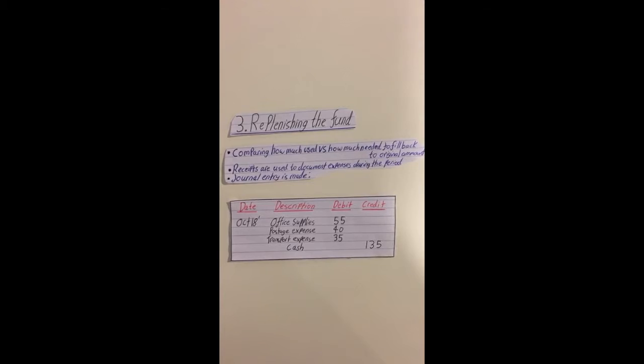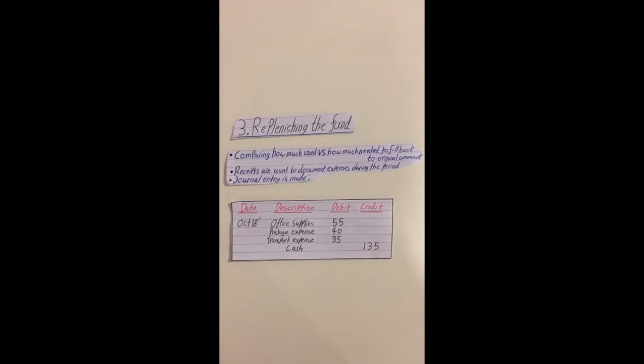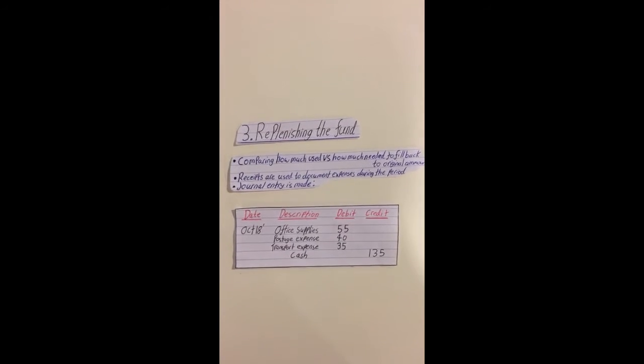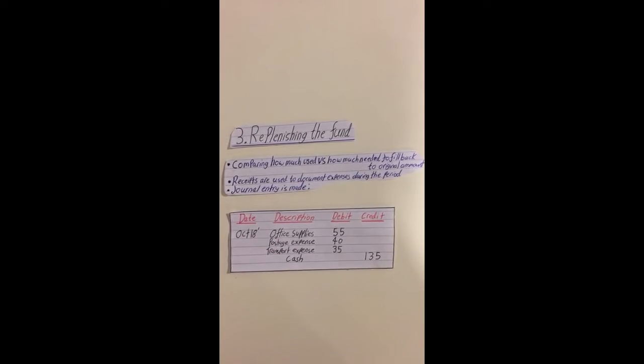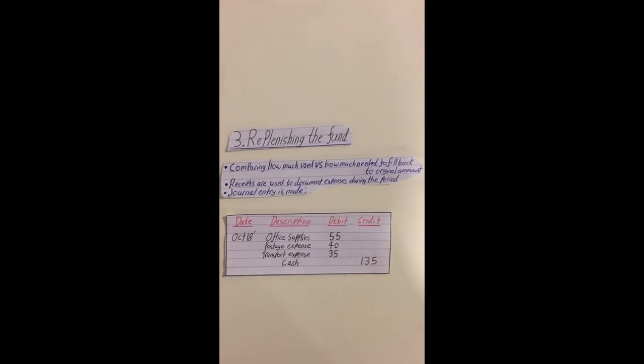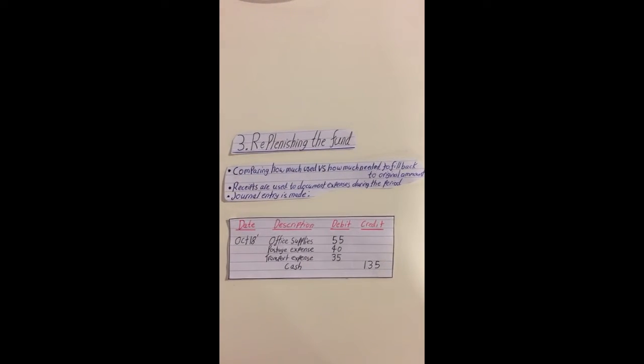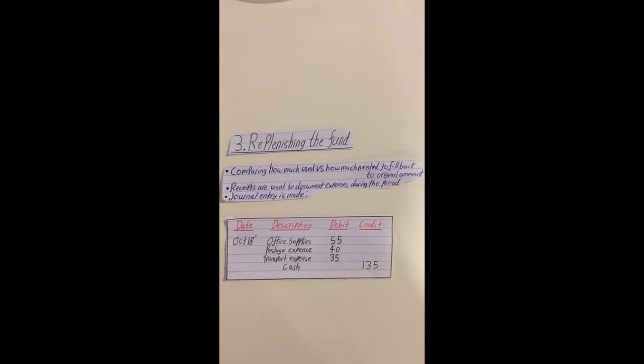Once the fund is empty, the balance must be replenished. This is done by comparing how much has been used versus how much is needed in order to replenish the fund to its initial cash balance. The receipts that were collected previously must be used to document all expenses from the fund in order to balance the account to its original petty cash amount.